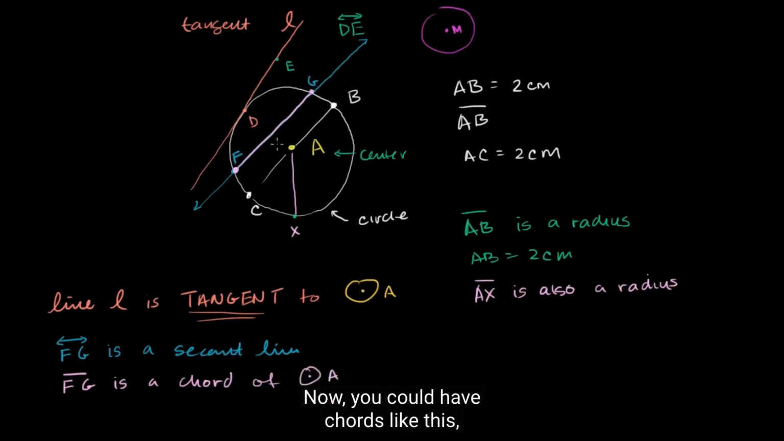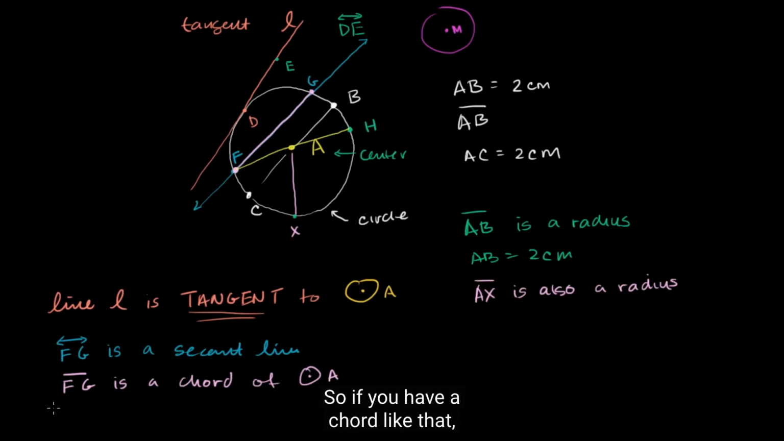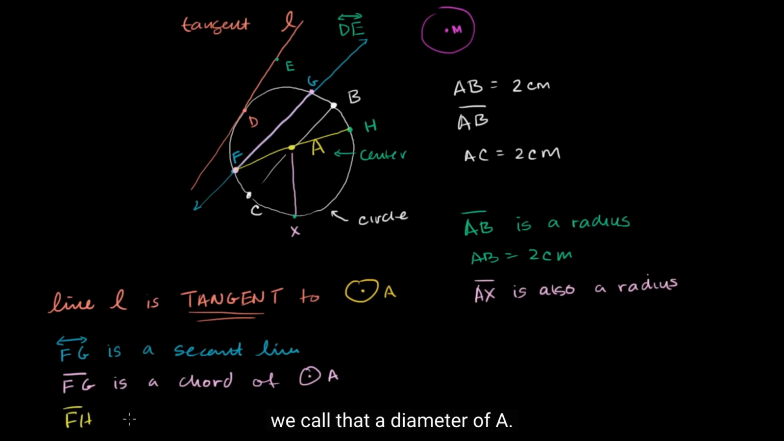Now, you can have chords like this, and you can also have a chord that actually goes through the center of the circle. So let's call this point H, and you have a straight line connecting F to H through A. That's about as straight as I could draw it. If you have a chord like this that contains the actual center of the circle, so it goes from one point on the circle to another point on the circle, and it goes through the center of the circle, we call that a diameter of circle A.